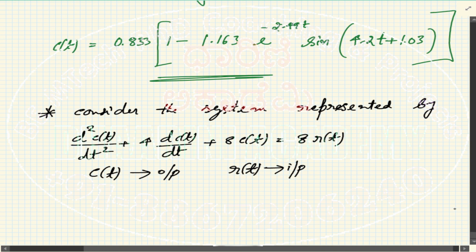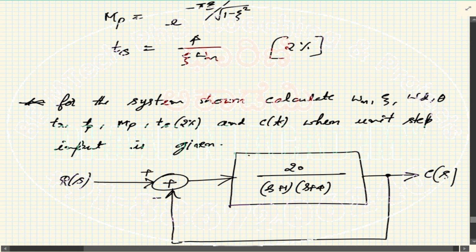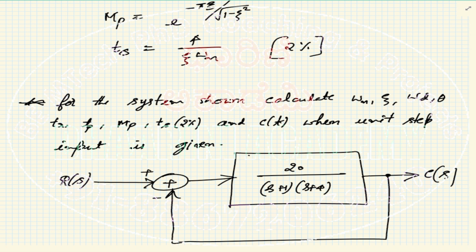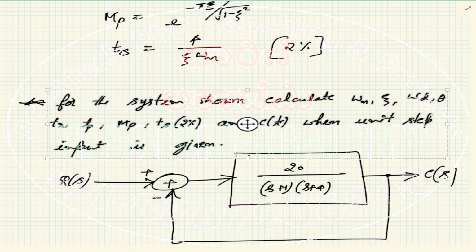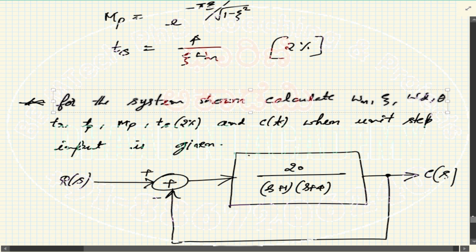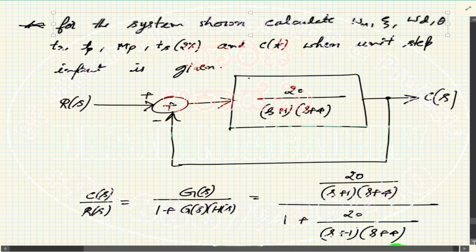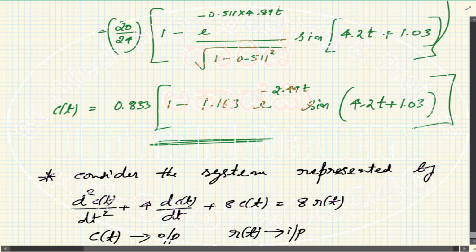Now the question still remains the same. That is, find these values. Calculate omega n, zeta, etc. I'll just copy this part as it is for the system shown over there. Find out all these values. Once again, the same thing.